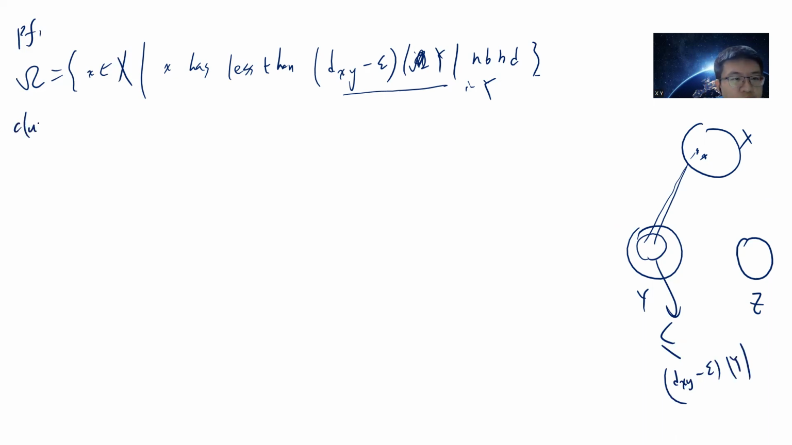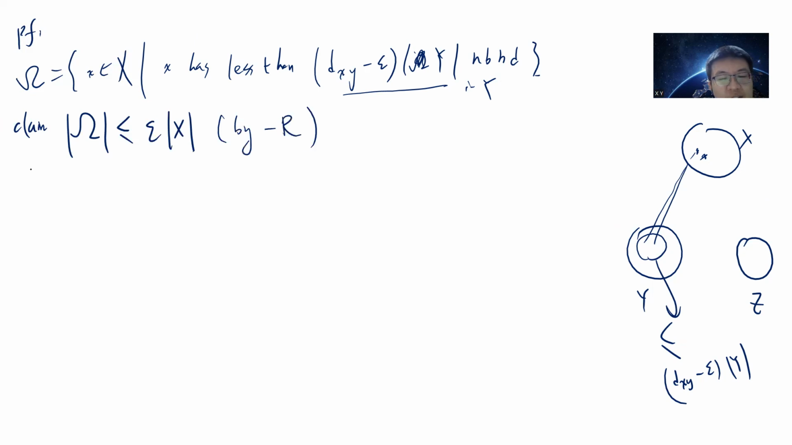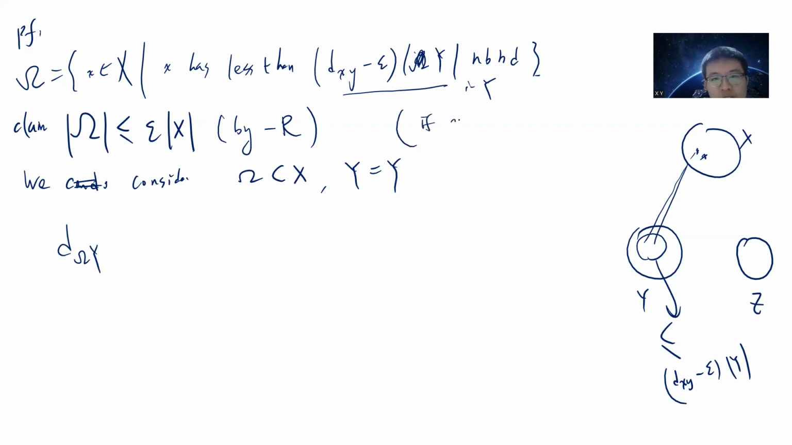The claim is very simple: the size of omega is not greater than epsilon times |X|. This is by regularity. The reason is the following. We can consider omega as a subset of X, and take Y, and calculate d(omega, Y). If the claim fails, then omega is greater than epsilon |X|.